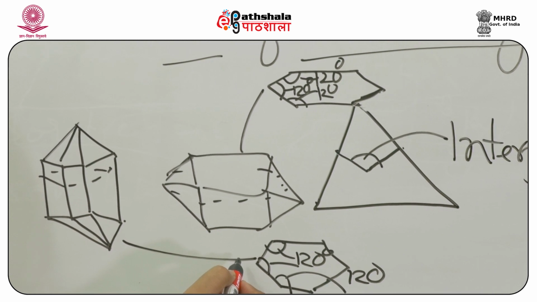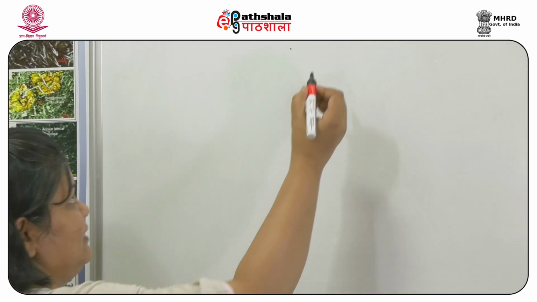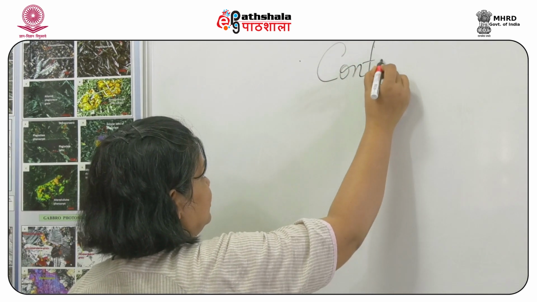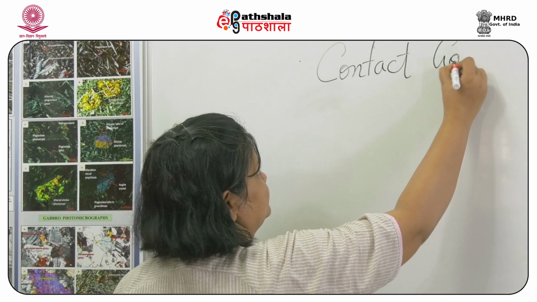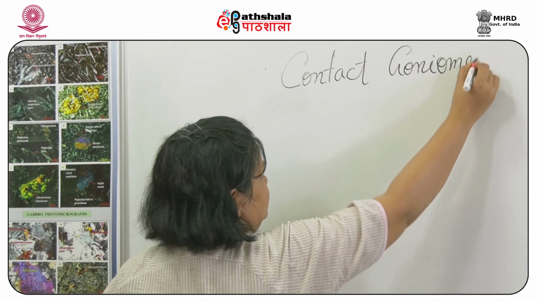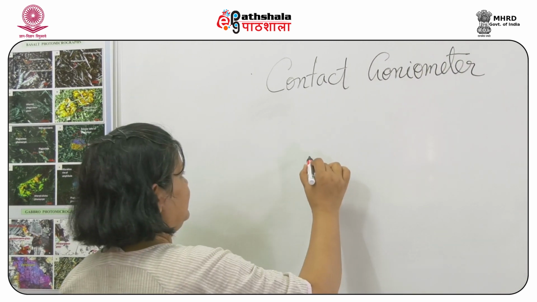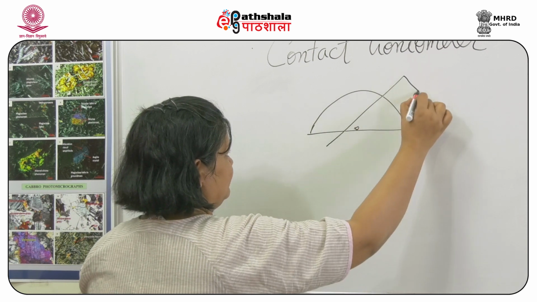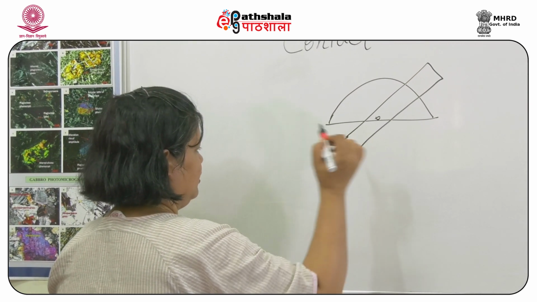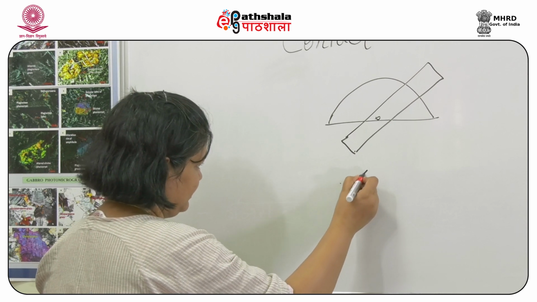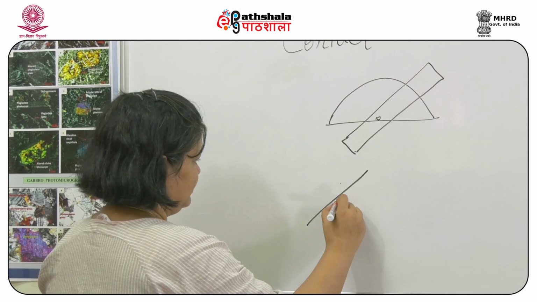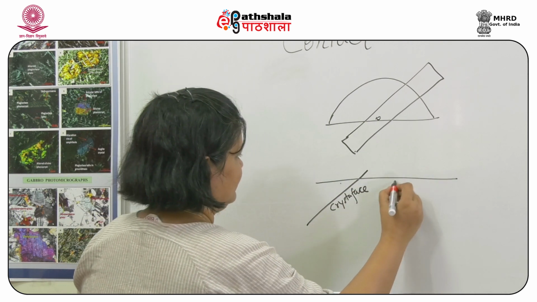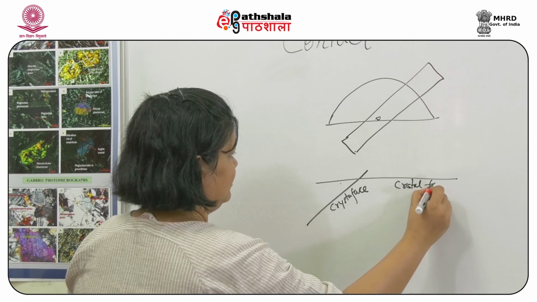So how do we measure an interfacial angle? For that we have an equipment called a contact goniometer, which is nothing but a protractor. We have this D, and attached with it we have a plastic flap. How do we measure it? We make this plastic flap lie on one crystal face, then the D will be adjusted against another crystal face.